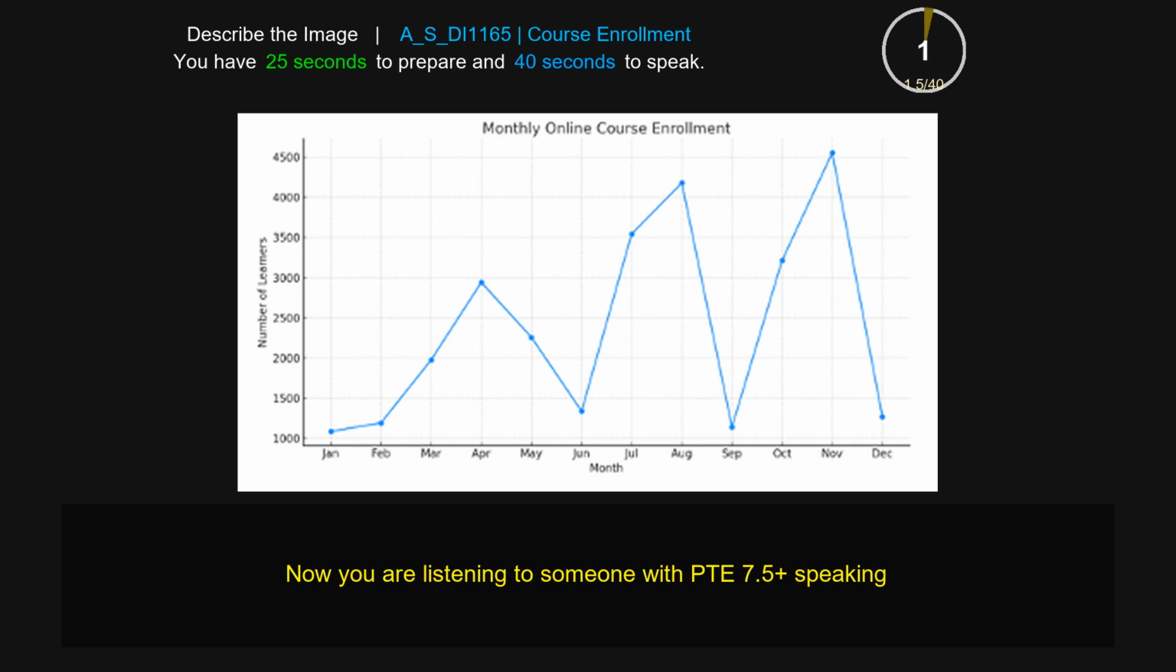The given picture gives information about monthly online course enrollment. The x-axis represents the month name, that is January, February, March, and it's still going to December. And the y-axis represents the number of learners. The highest number is 4,500, the lowest number is 1,000. The overall picture gives information about monthly online course enrollments, and also some bar graph and the measurement scales.